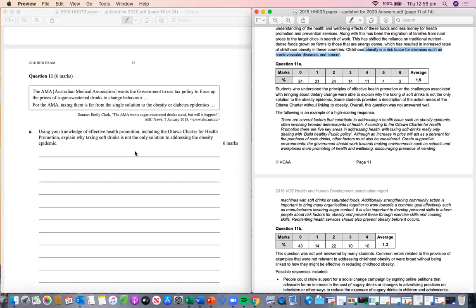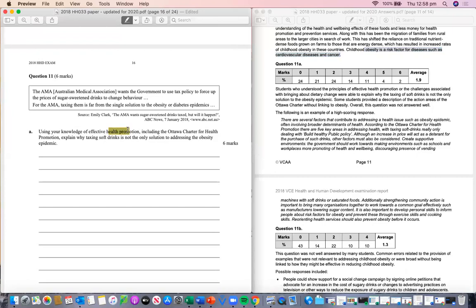Again, focusing on tax policy to force prices of sugar sweetened drinks to change behavior, and its obvious link to obesity and diabetes epidemics. So the question here says, using your knowledge of effective health promotion, including the Ottawa Charter for Health Promotion, explain why taxing soft drinks is not the only solution to addressing the obesity epidemic.